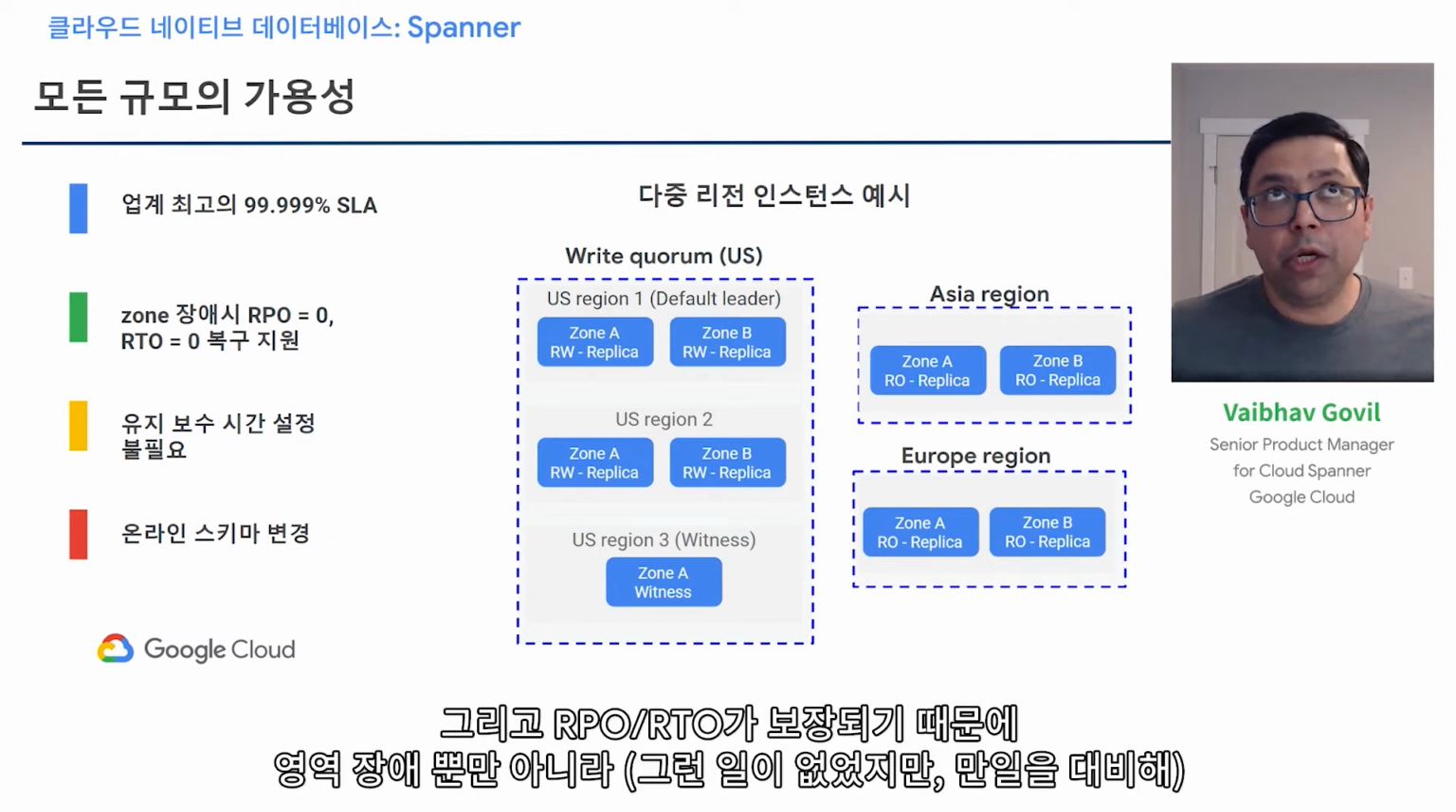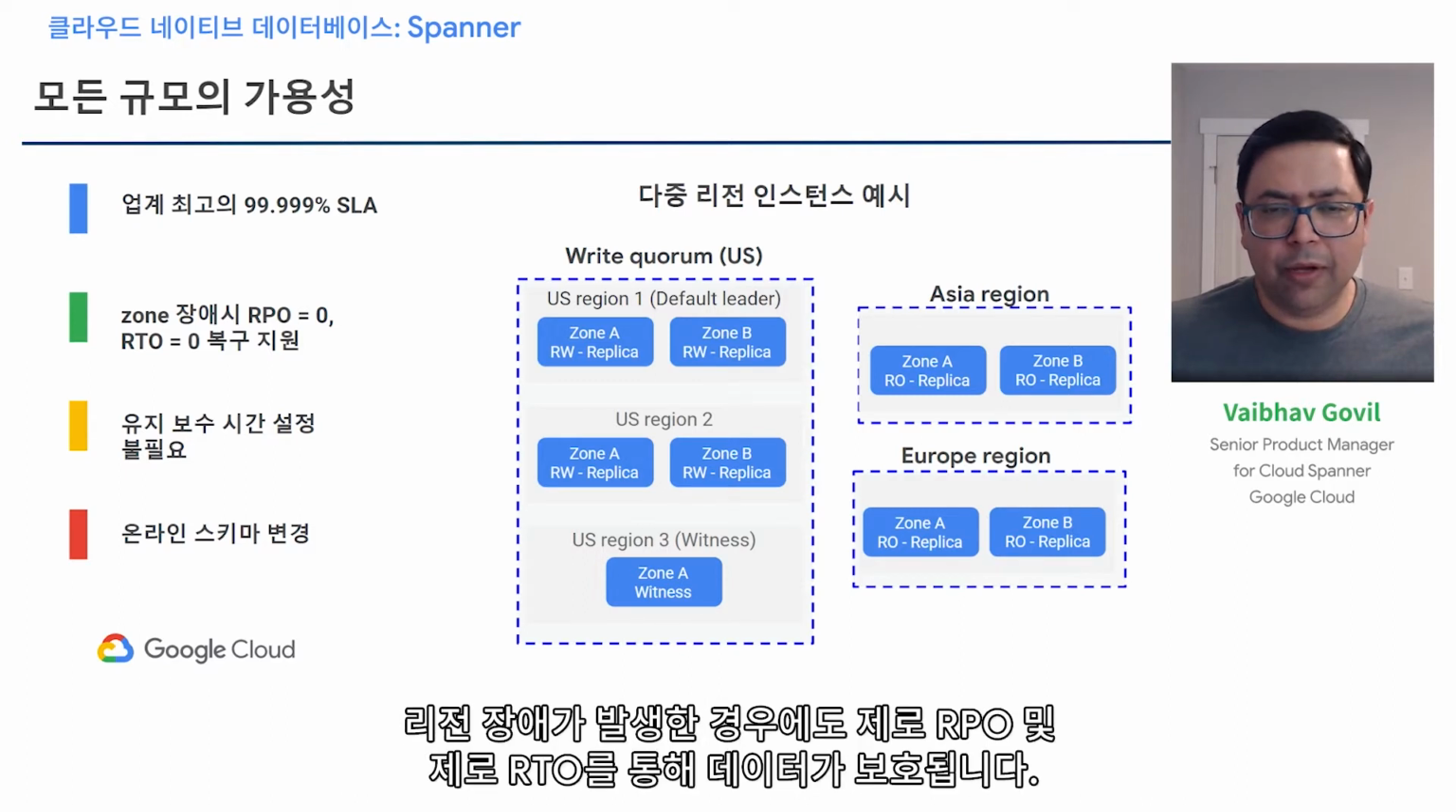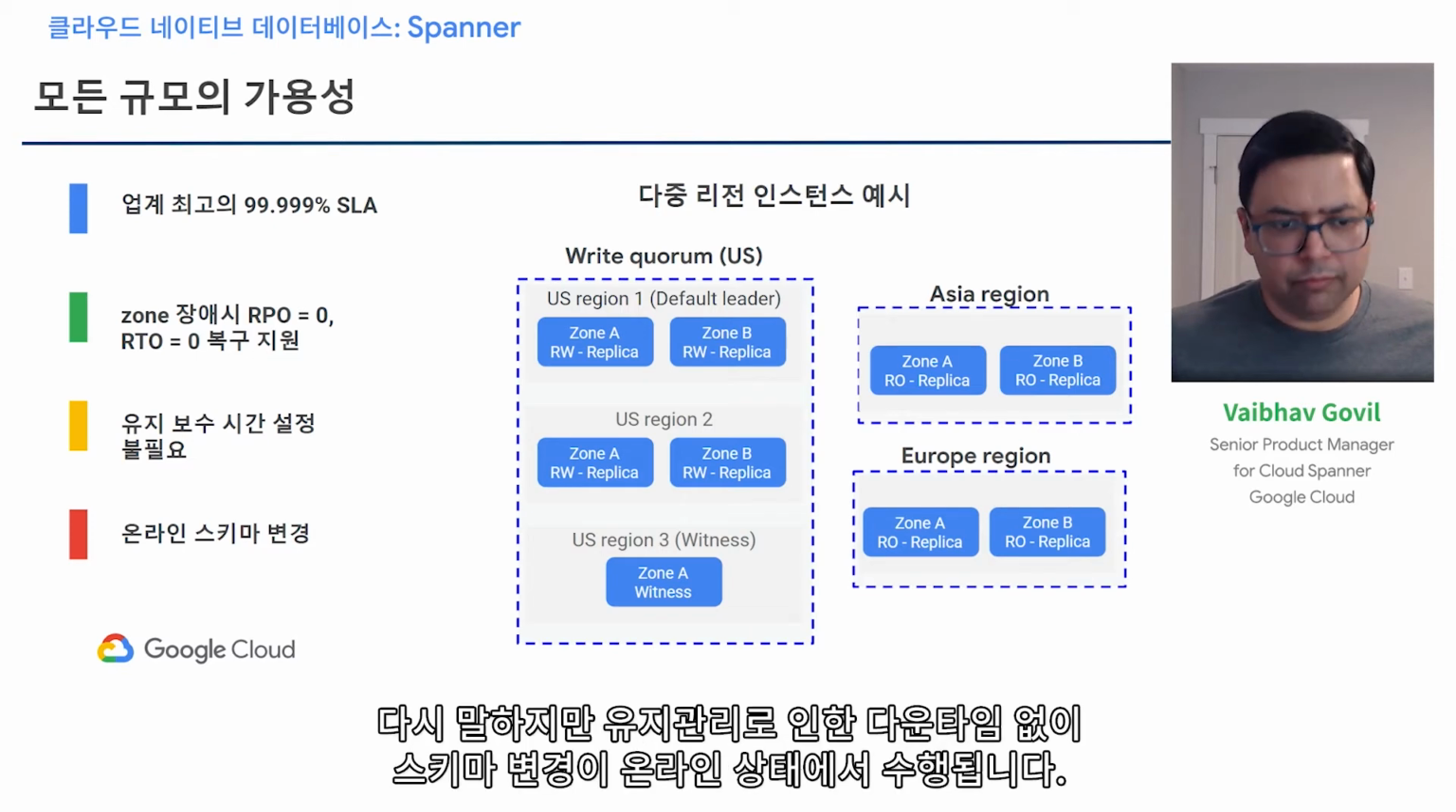And our RPO, RTO guarantees are, in addition to a zonal failure, even a full region, just in case, and rarely it would have ever happened, but just in case if there's a regional failure, we give you 0 RPO and 0 RTO protection for that. Again, no maintenance windows, online schema changes in there.